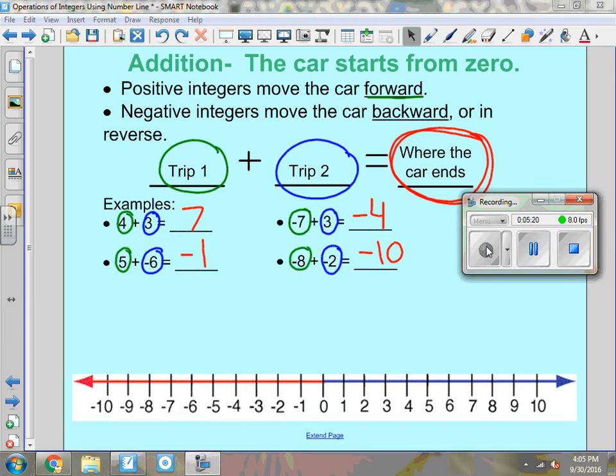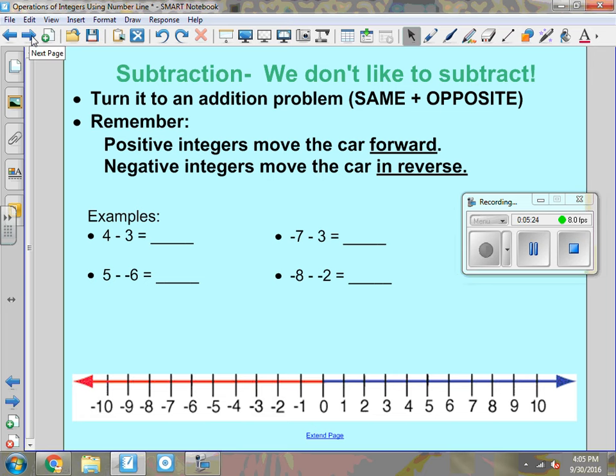Alright, so now that we have gone over how to add on a number line, our next slide is going to walk us through subtraction. Remember, we don't like to subtract. We use our rules to turn it into an addition problem. Remember, that's the same number plus the opposite of the second integer. Those positive integers are still moving the car forward, and the negative integers are still moving the car in reverse. We just have to change them to addition first thing.